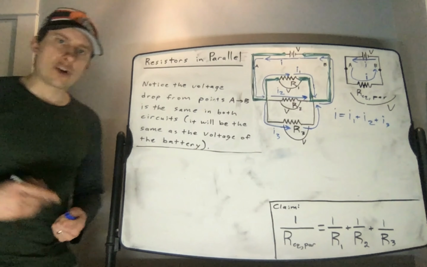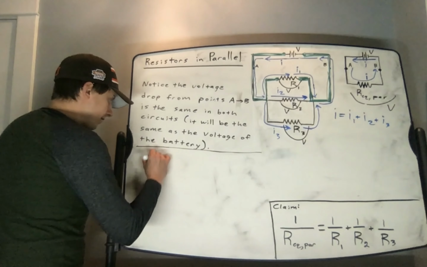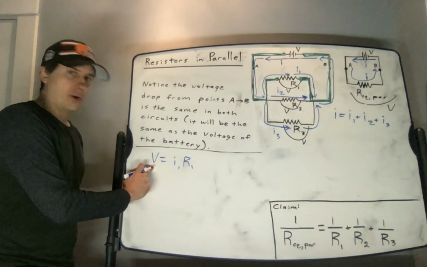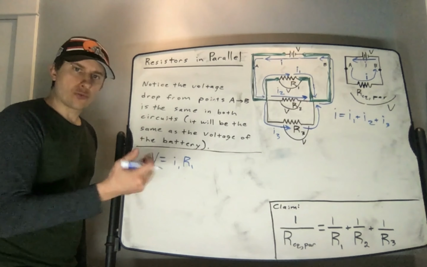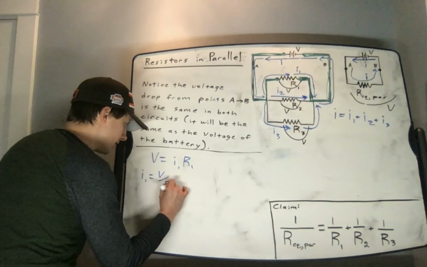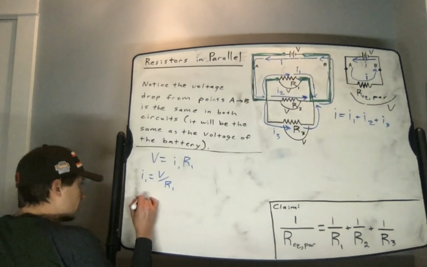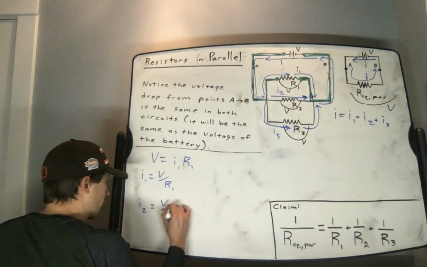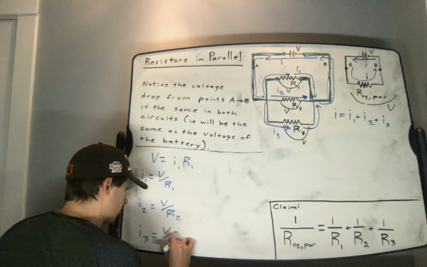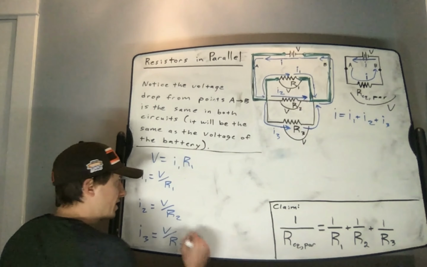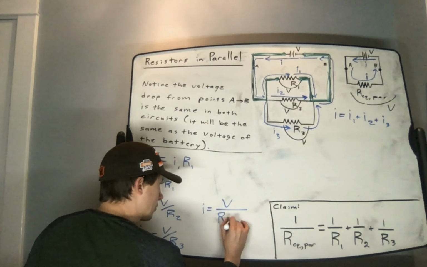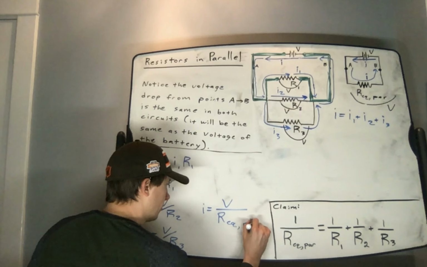Using Ohm's law, we could write that the voltage drop over resistor number 1 is given as V is equal to I1 times R1, where the voltage drop over resistor 1 is the same as the voltage of the battery. I could rearrange this equation to read I1 is equal to V over R1. Similarly, I could write I2 is equal to V over R2. I could write I3 is equal to V over R3. And if I look at the circuit on the right, I could say I is equal to V over R equivalent for my resistors that are in parallel.